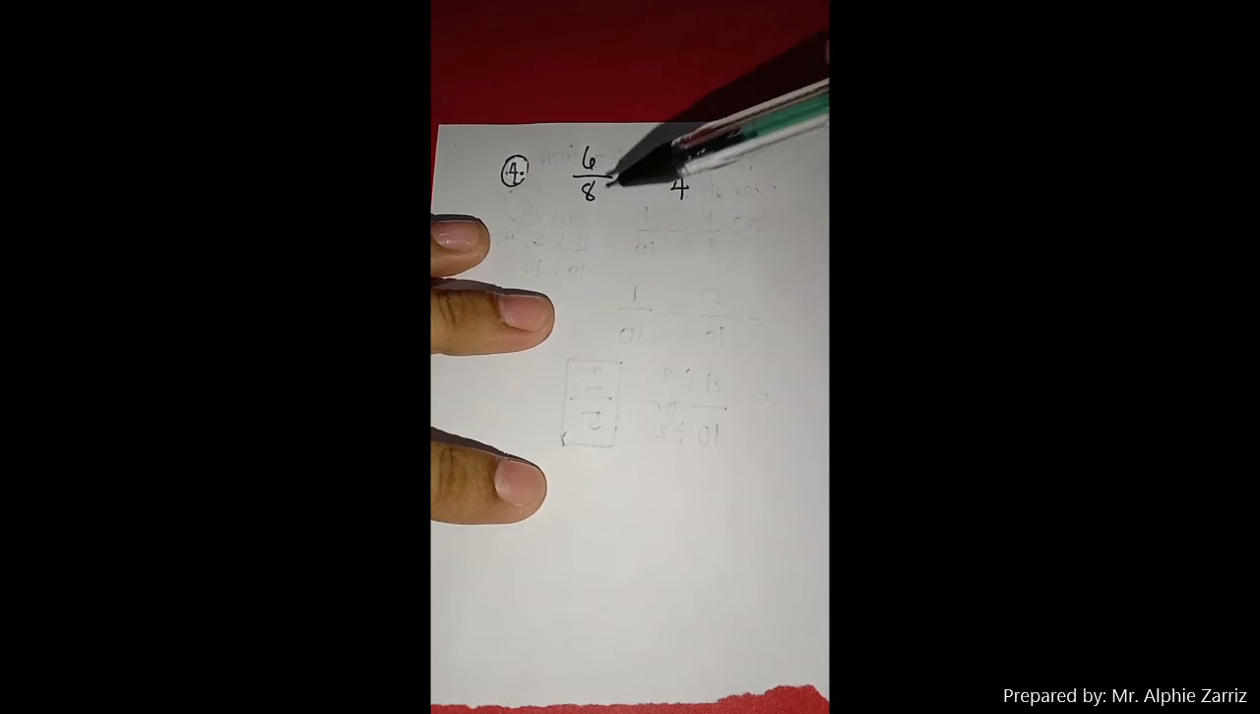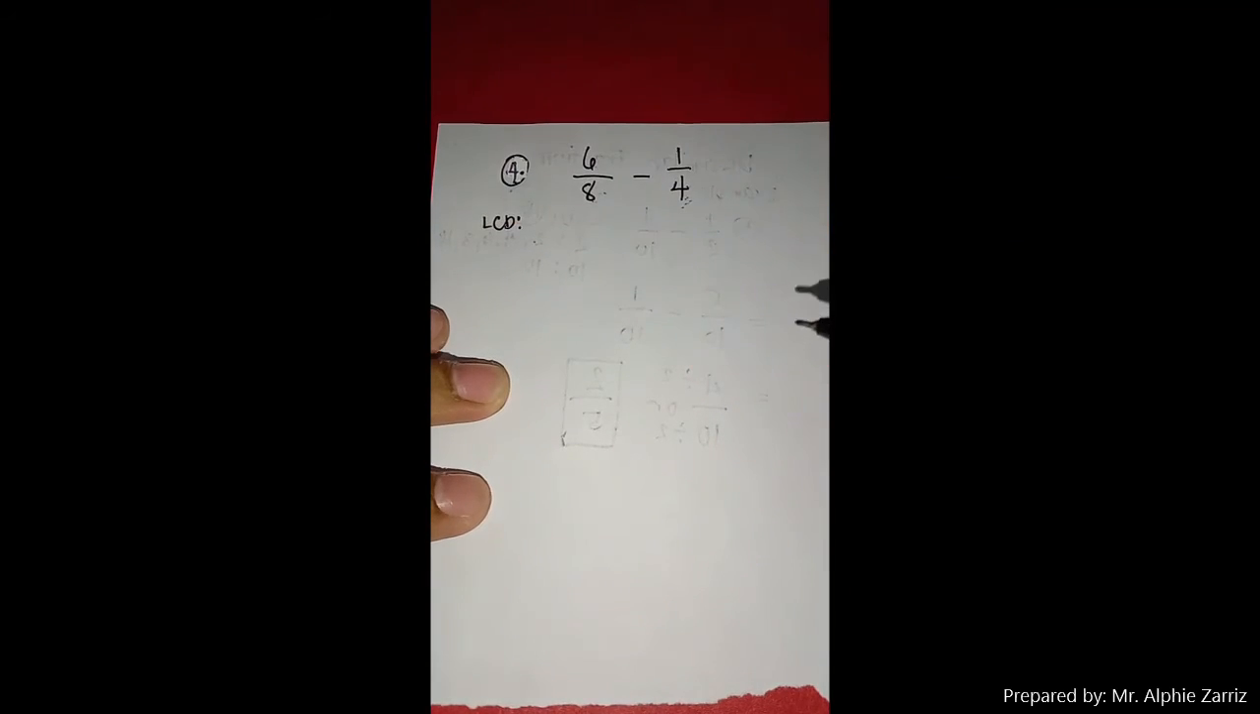This is a dissimilar fraction wherein our denominators are not the same. So the first step is we need to get the LCD. The LCD of 8 and 4.